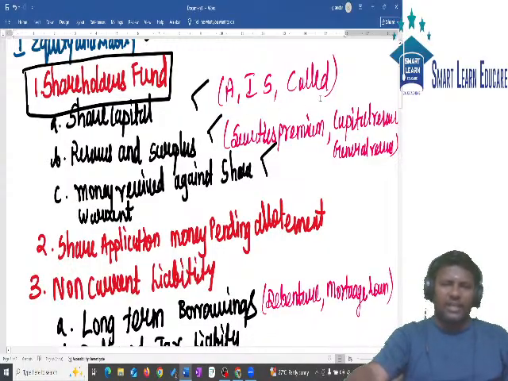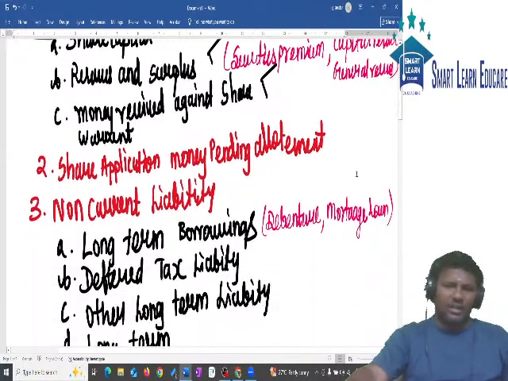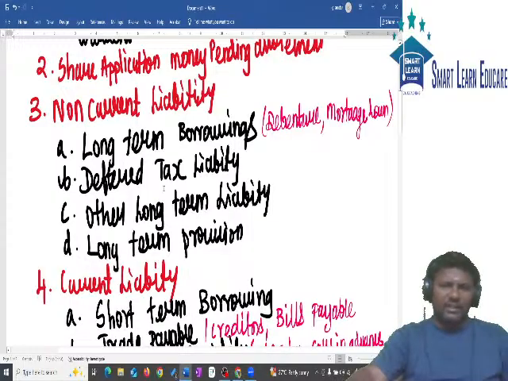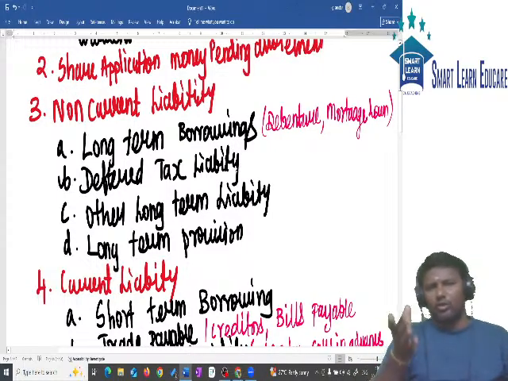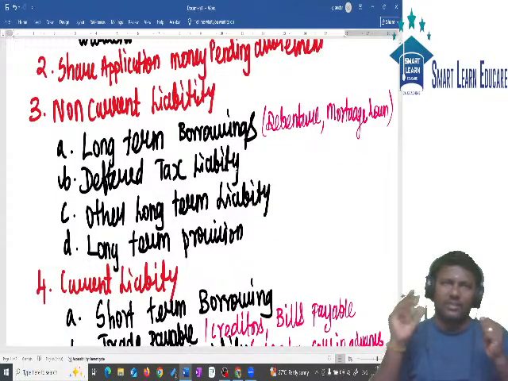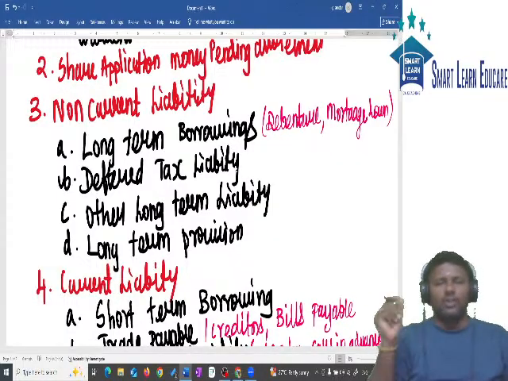Share capital, remember AIS: authorized capital, issued capital, subscribed capital, called up capital. Reserves and surplus: securities premium, capital reserve, general reserve. Long term borrowing: if the term of the loan is more than 1 year, we call it long term borrowing. Generally debentures and mortgage loan come under long term borrowing. Next, deferred tax liability. What is deferred tax? We have an accounting standard for this. We have taxable income and accounting income. We should pay tax as per taxable income, but accounting says that we should pay tax as per accounting income.